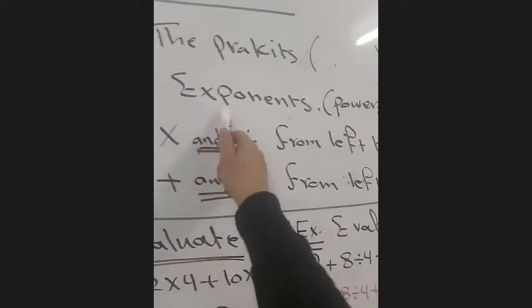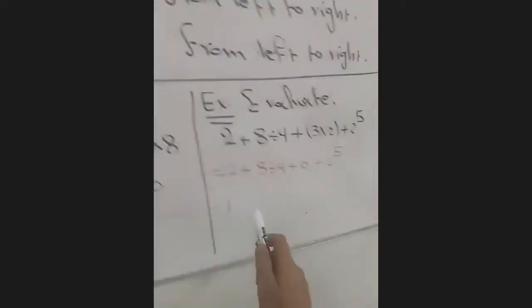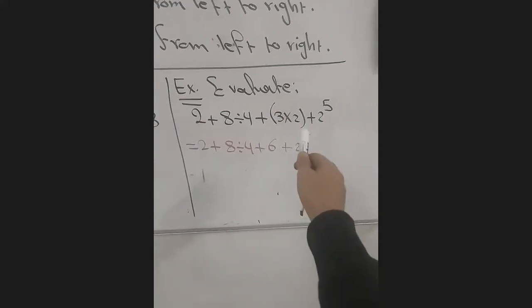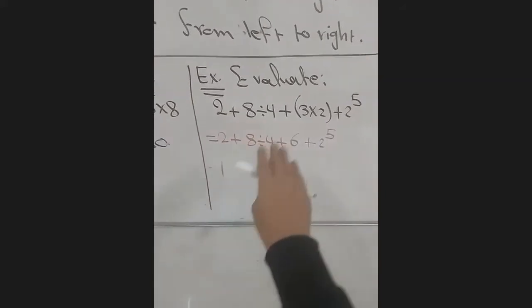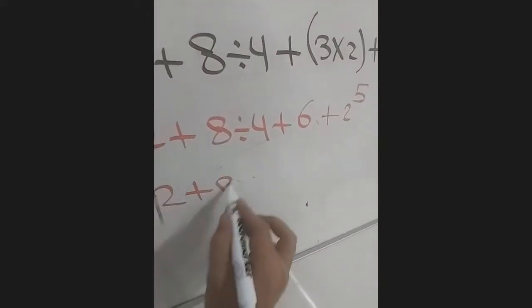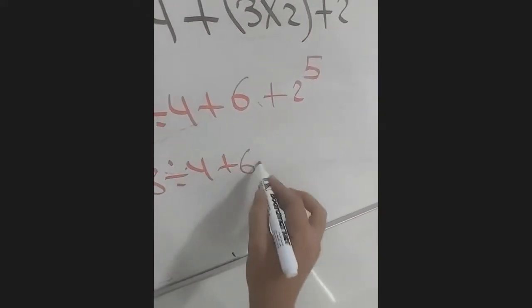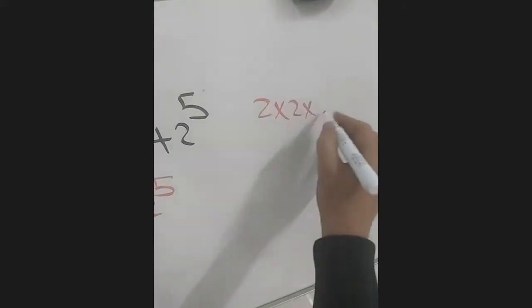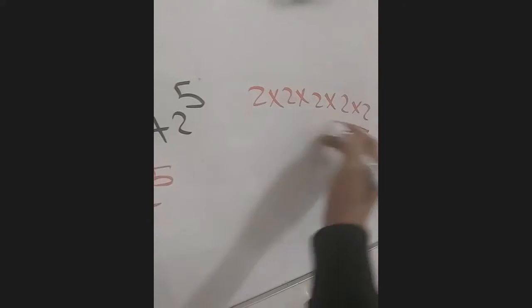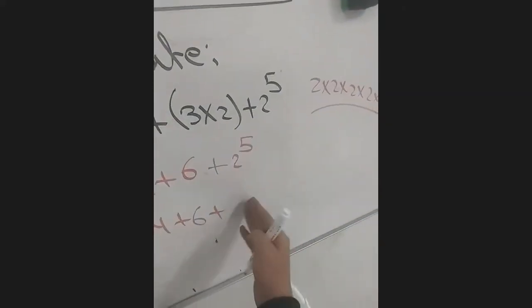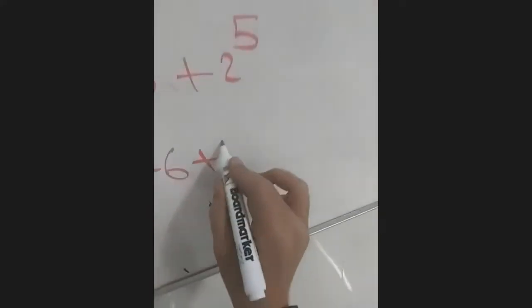Do we have brackets here? No. Now what's the second step? Exponents. Do we have exponents? Yes, this is the exponent. So I will do my exponent and all other things will come down the same. So this equals 2 plus 8 divided by 4 plus 6 plus 2 to the power 5. If you remember, we multiply the 2 by itself 5 times. 2 by 2 by 2 by 2. You do it outside and put the answer here. It is 32.